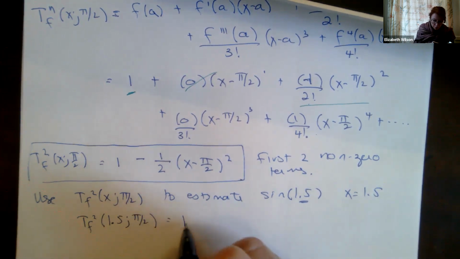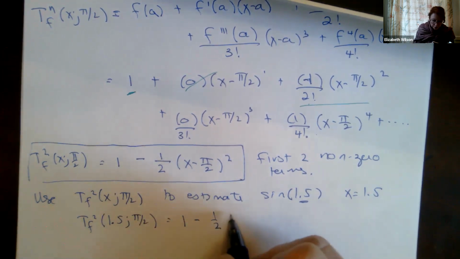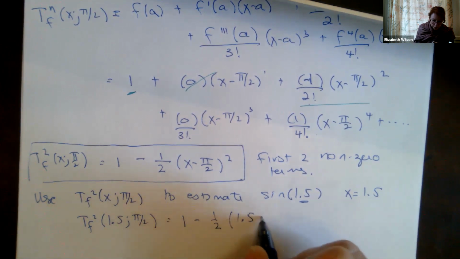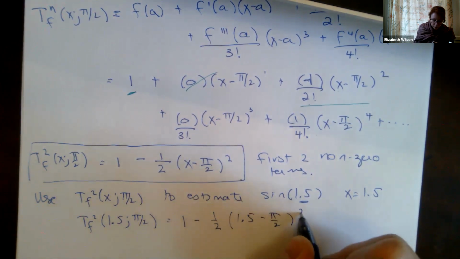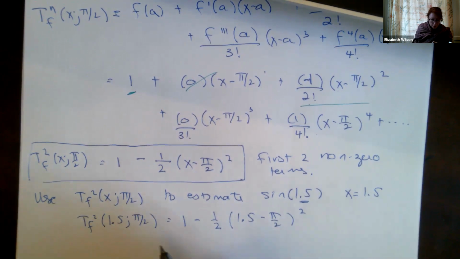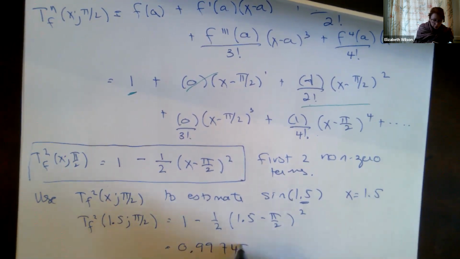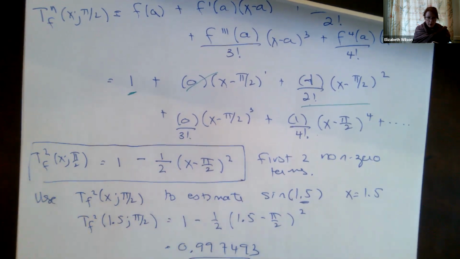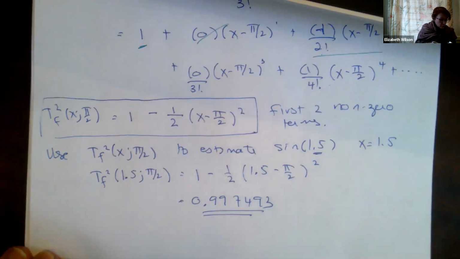Okay, so I'm going to go 1 minus 1/2 times 1.5 minus pi over 2 squared. I do it on my calculator. Use the pi button, right? 1.5 minus pi divided by 2, in parentheses, watch your order of operations, square it, divide by 2, subtract it from 1. When I do this, I get 0.997493.